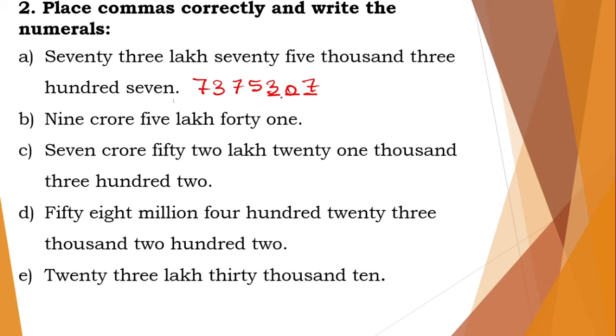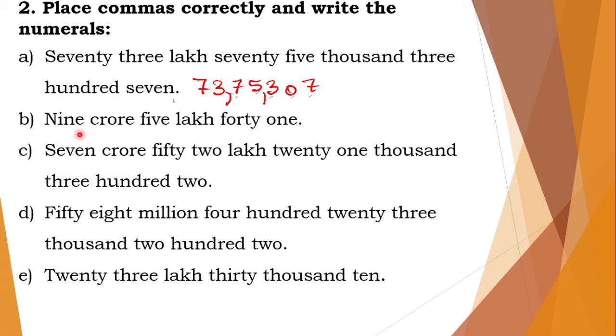Now this is the numeral. Now we should put the commas. So 1, 2, 3. 1 comma. But now we should put the commas after every 2 digits. So 1, 2, the second comma. And now we don't have any other digits, right? Only 73 we have. This is also 2 digits. But if we put the comma here, here also we should have a number. So we don't have any number further, right? So like this only we will leave it. So like this we put the commas and write the numeral. So we read it as 73,75,307. Now let's see the next question.